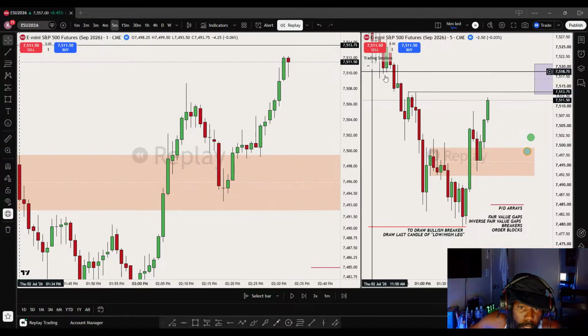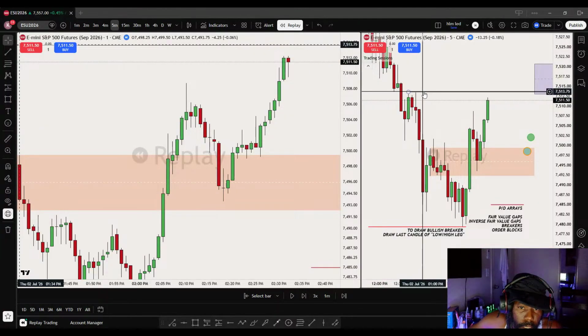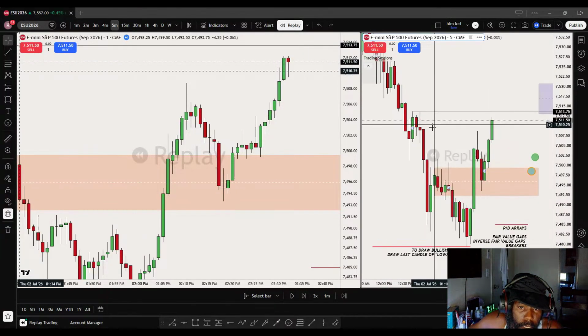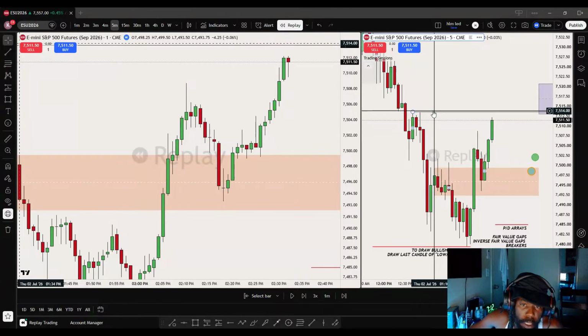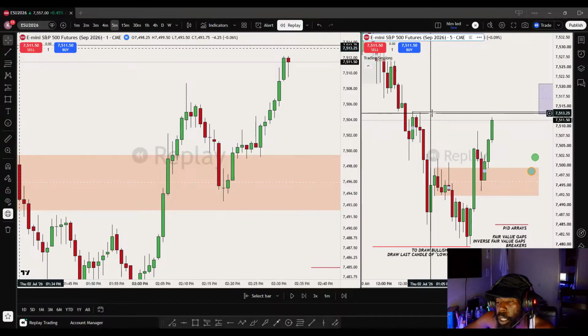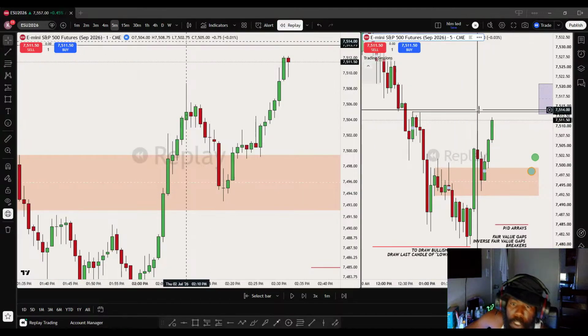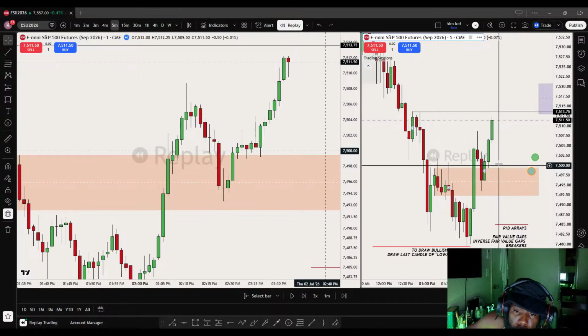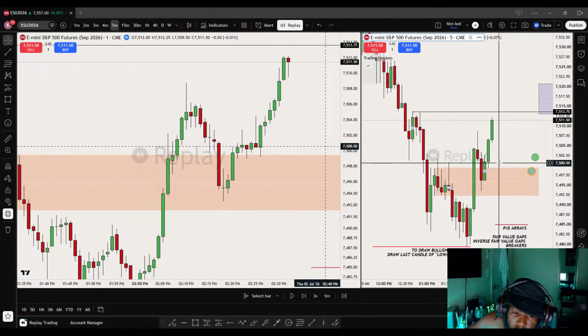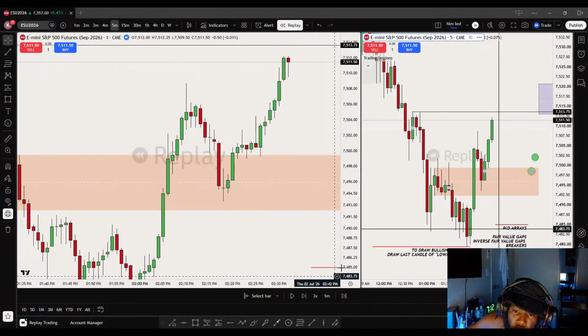TP. Target the closest high. Internals. When they get to the closest high, when they get to your TP, if you have more than one contract, what you're supposed to do is take partials at TP and move your stop to break even. And I'm going to show you why right now.